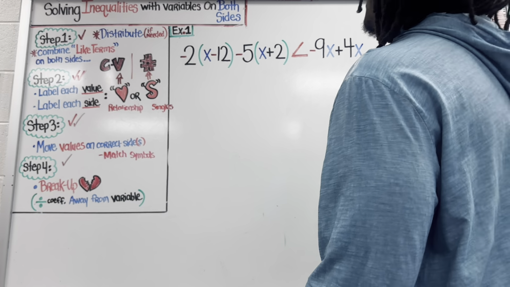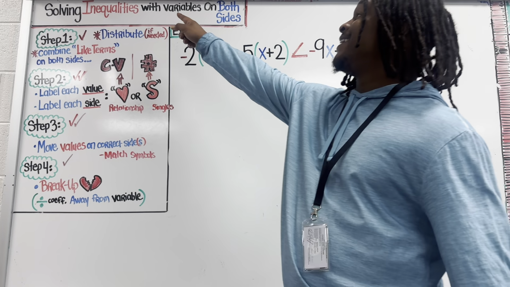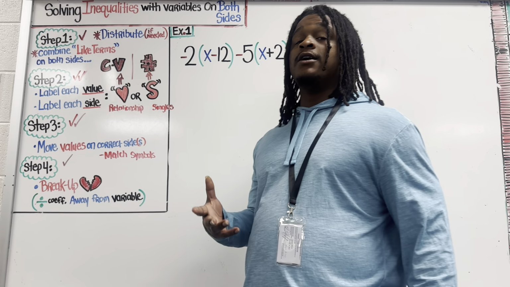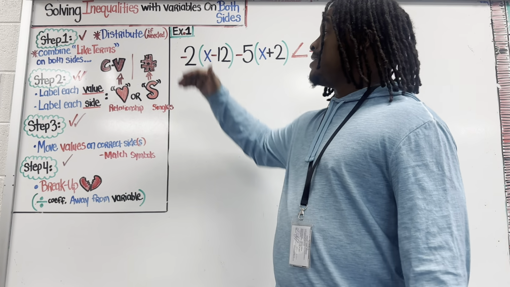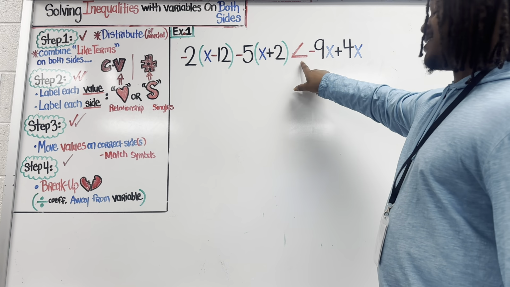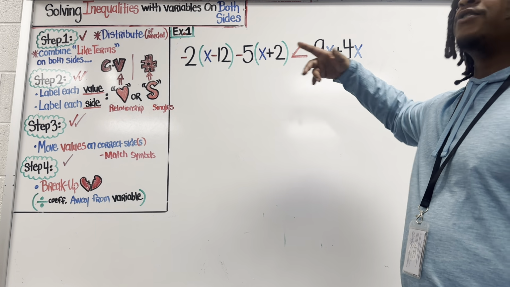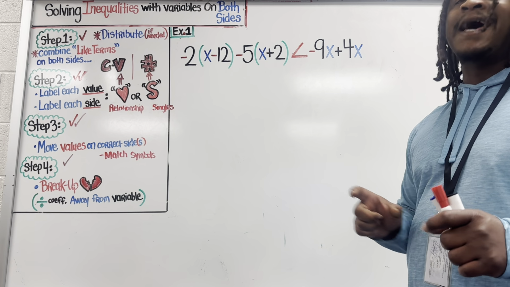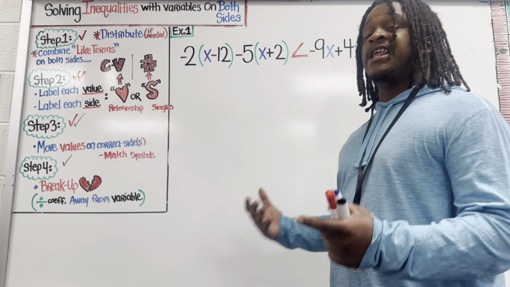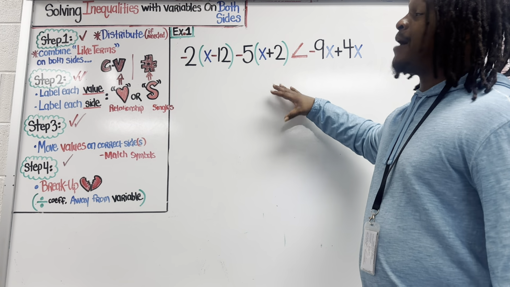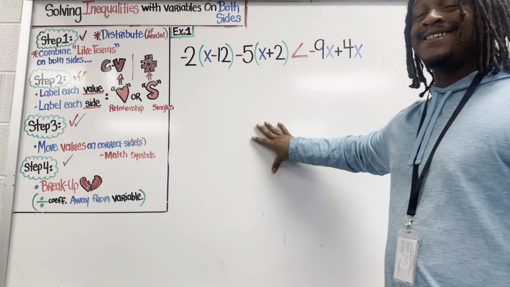Today, guys, I want to go over example 1 of solving inequalities with variables on both sides. If you watch my videos on solving equations, it's literally the same steps. The only difference is an inequality has an inequality sign versus an equation has an equal sign, and there are slight differences in what those signs mean. I will get into that, but 90% or 95% of the steps are literally the same.